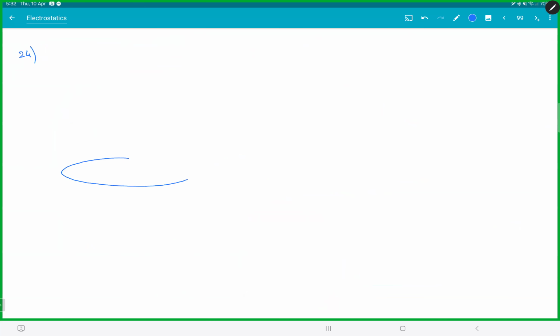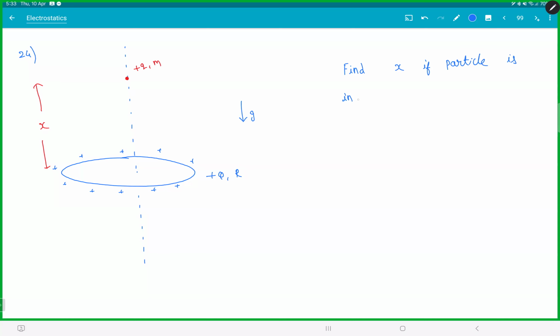So let's say we have a ring here, which is plus q and radius r. Gravity is there. At some height here, we kept a particle of plus q and mass m at a distance x from here. Particle is in equilibrium. Find x if particle is in stable equilibrium.